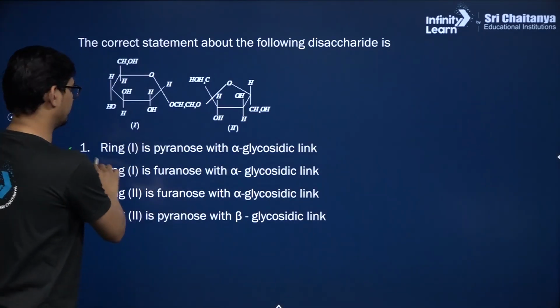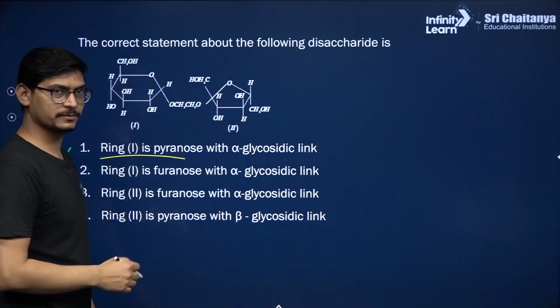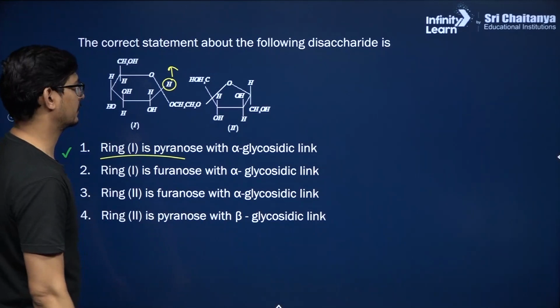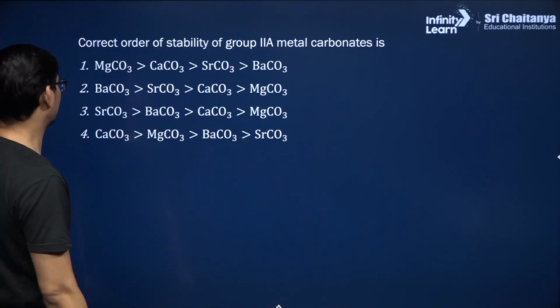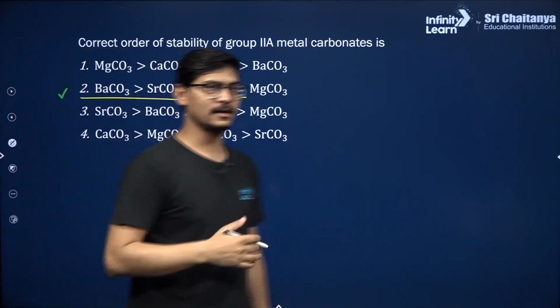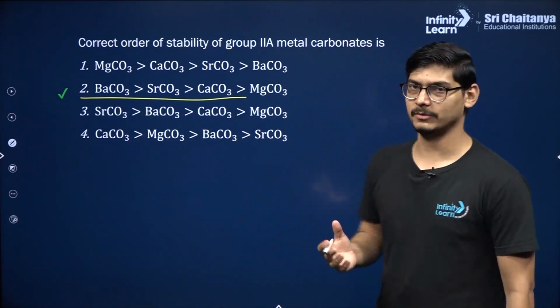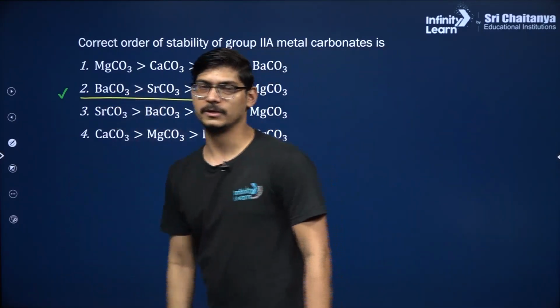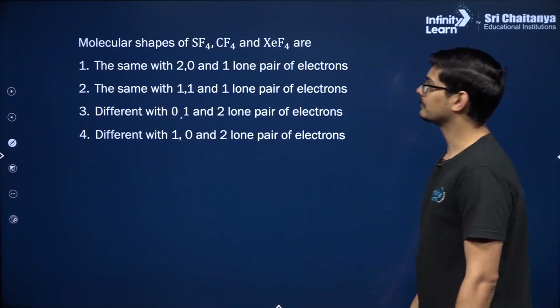Here the correct answer is the first, a 6-membered ring, pyranose, and you can see hydrogen is at the top, right? So this is an alpha glycosidic linkage. Then the correct order of stability is this, down the group, because of the increase in cation-anion stabilization in group 2 carbonates, the stability increases down the group. So magnesium carbonate is least stable and barium carbonate is most stable.